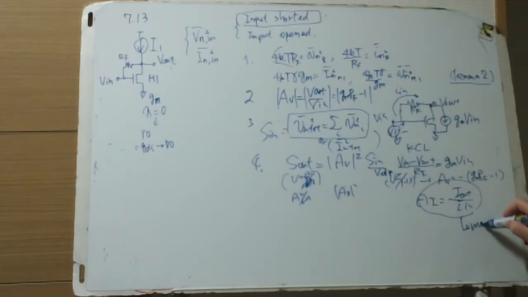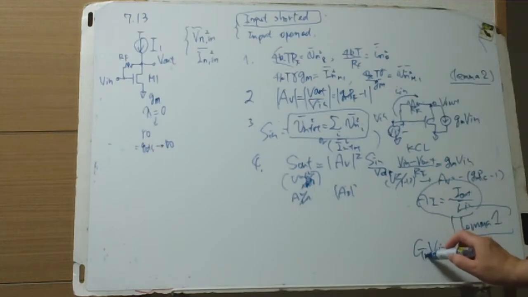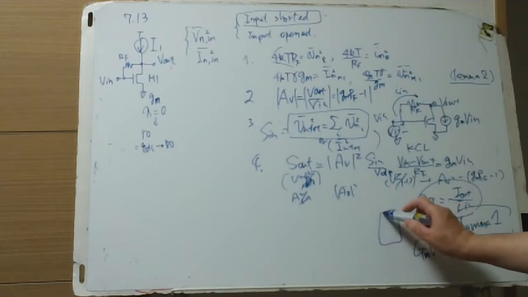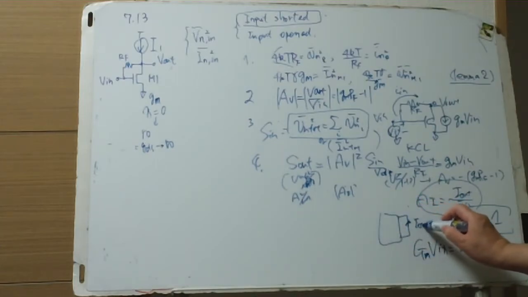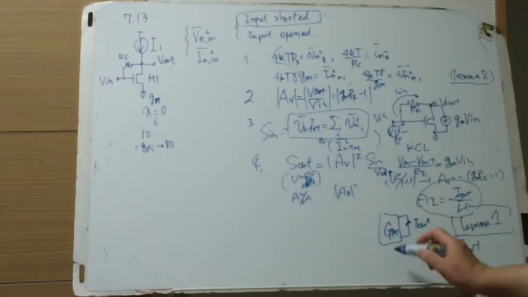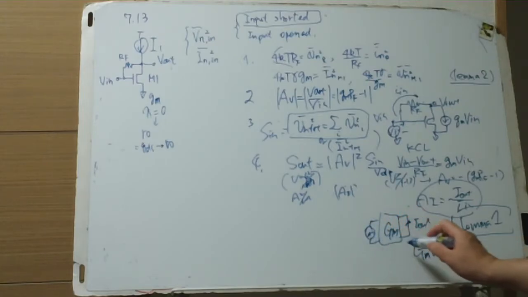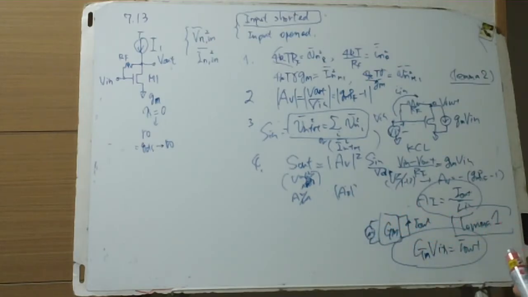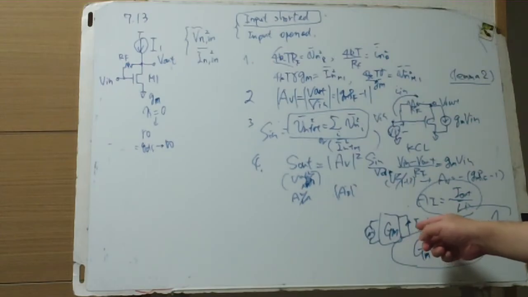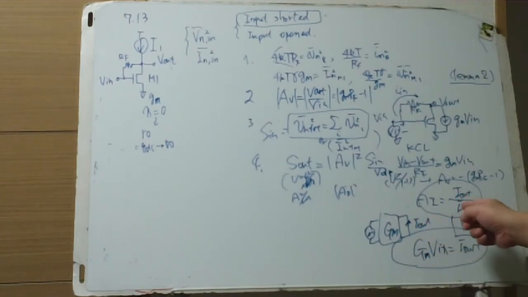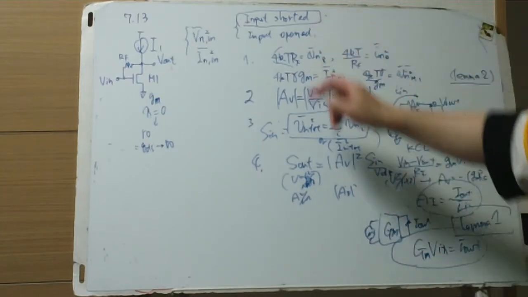And V in times conductance GM equals I out. When output is shorted, current goes up in this direction, and the circuit has conductance GM and V in is applied. This relation is generally applied, and using this we can get GM and I from the topology, also I out, and we get I in. This is the TOP method.